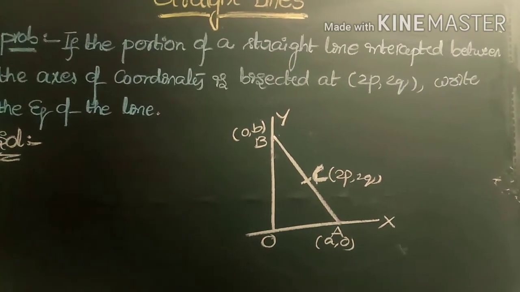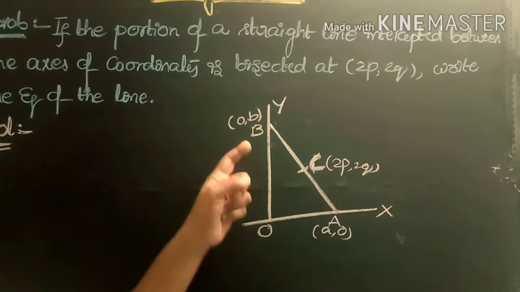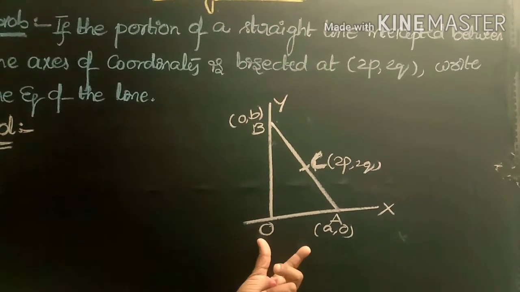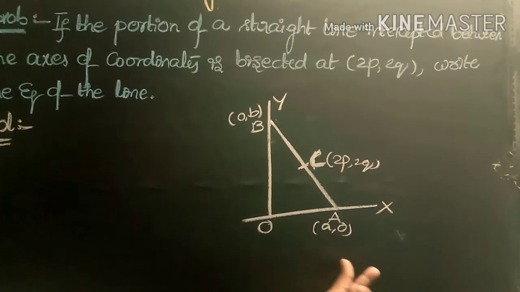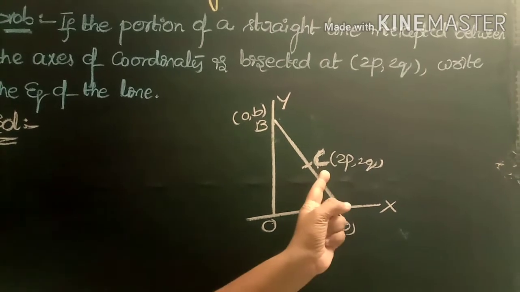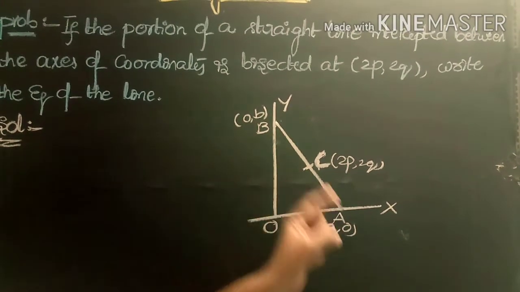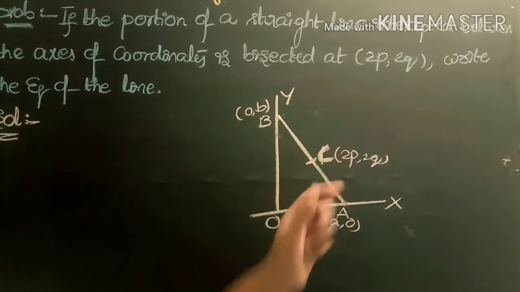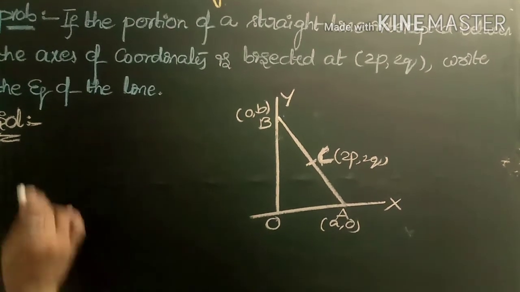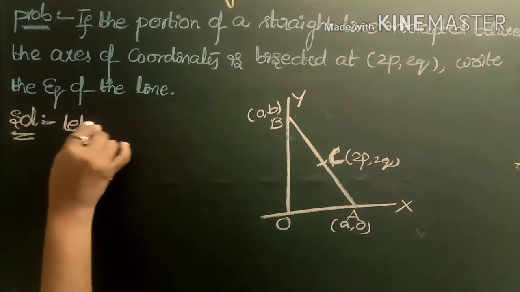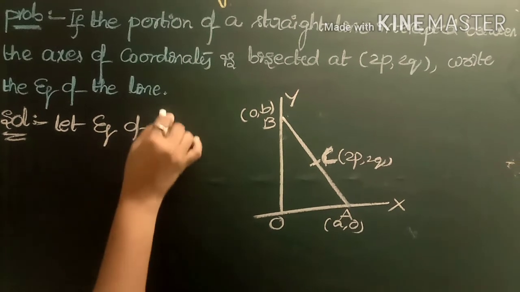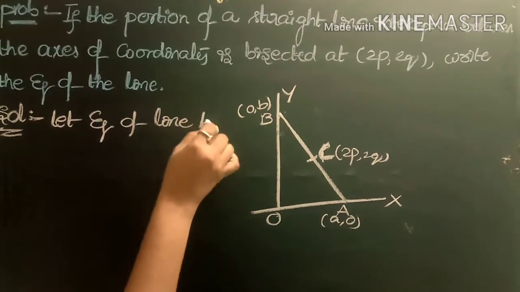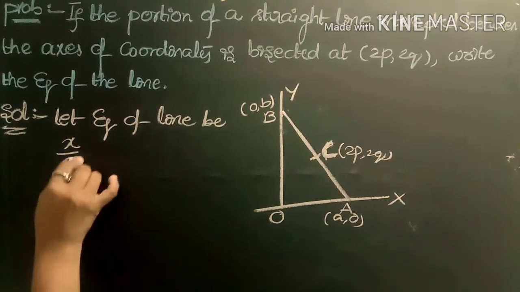Now what is the equation of the line? That's the given question. First we take the equation of the line as x by a plus y by b equals 1. And given that c is the midpoint of these two, by applying that condition we can find the equation of the line. That's the procedure. So first we take the equation of the line. Let that equation of line be x by a plus y by b equals 1.